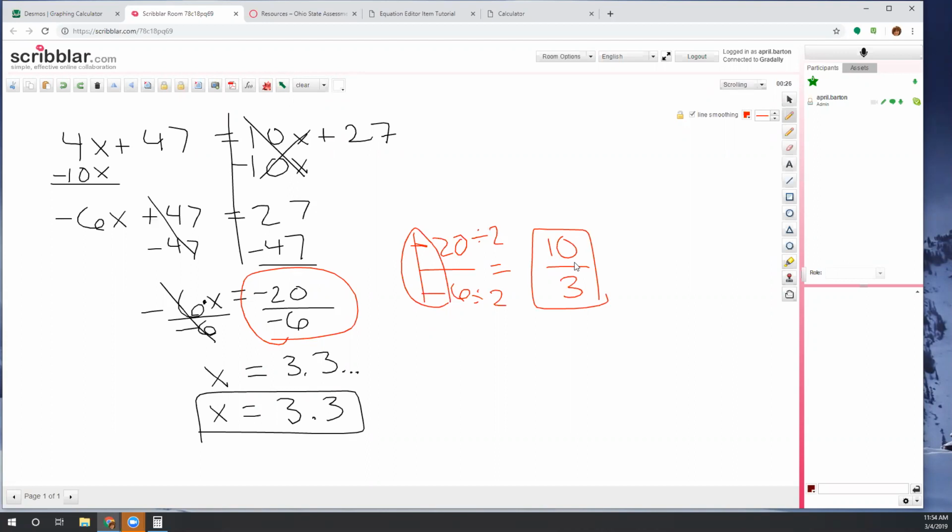If it's a mixed number, you divide the 3 into the 10. So how many times can 3 go into 10? 3 times. Then we do the multiply: 3 times 3 is 9. And we subtract, so we have a remainder of 1.